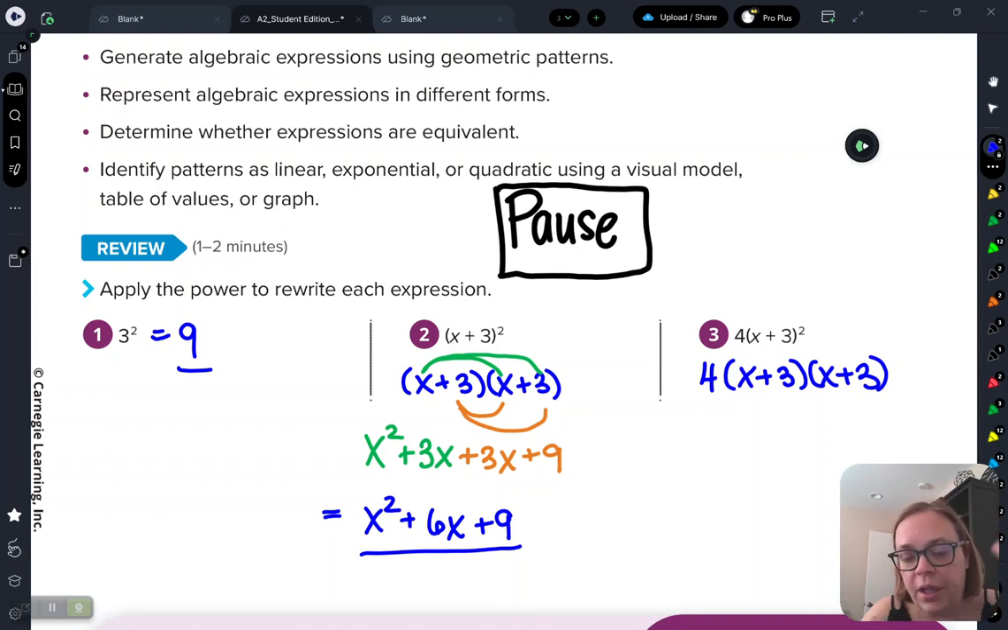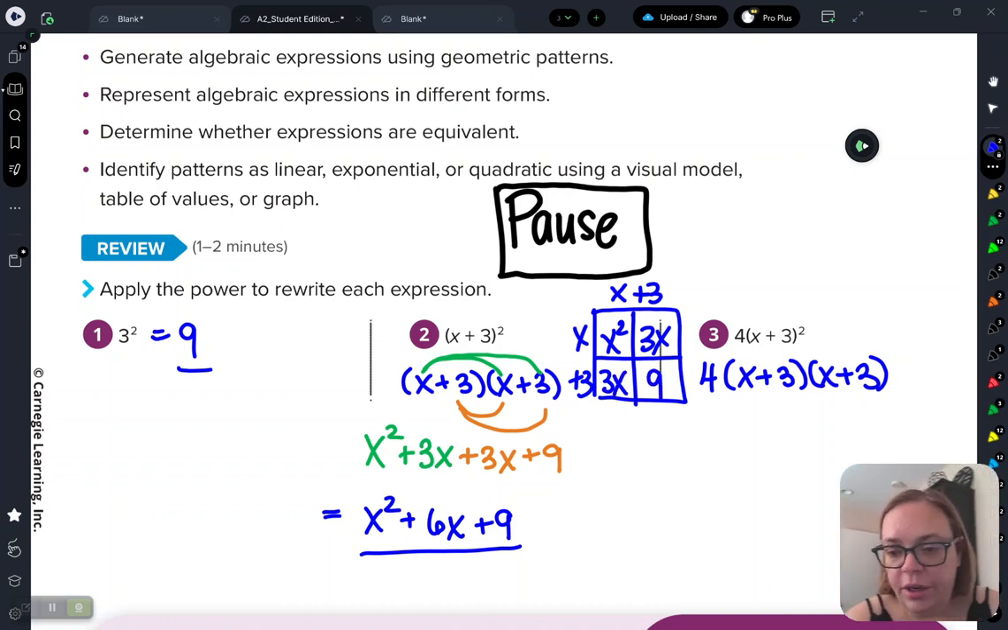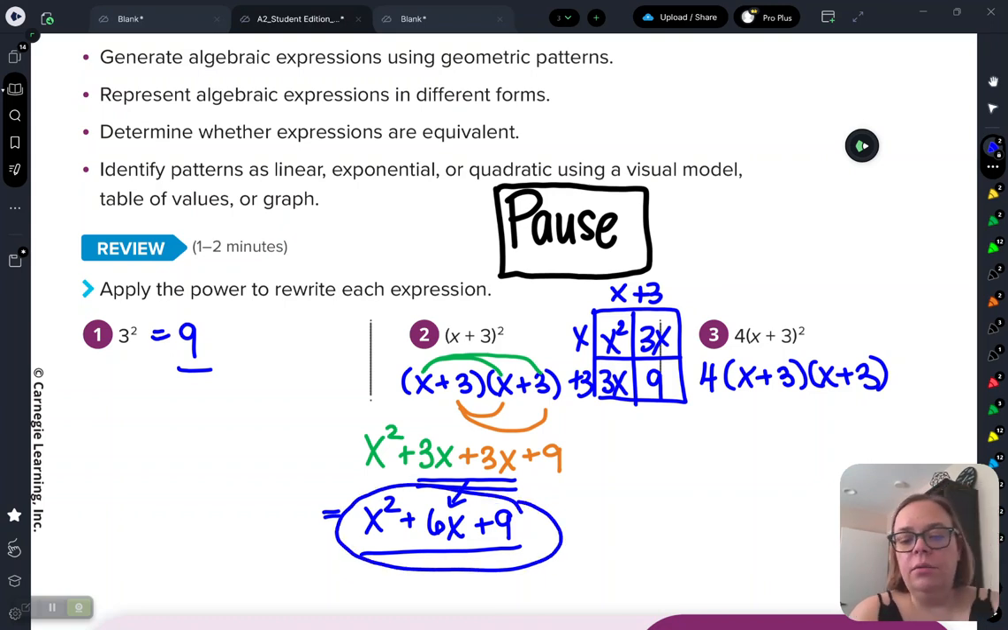You could use a box. For example, you can make a grid that looks like this, x plus 3, and then an x plus 3, and then you multiply inward. There's multiple ways that you can multiply a binomial times a binomial. But we do need to combine like terms here. So we get 3x and 3x are like terms that can combine into 6x. And this is our final answer, x squared plus 6x plus 9.